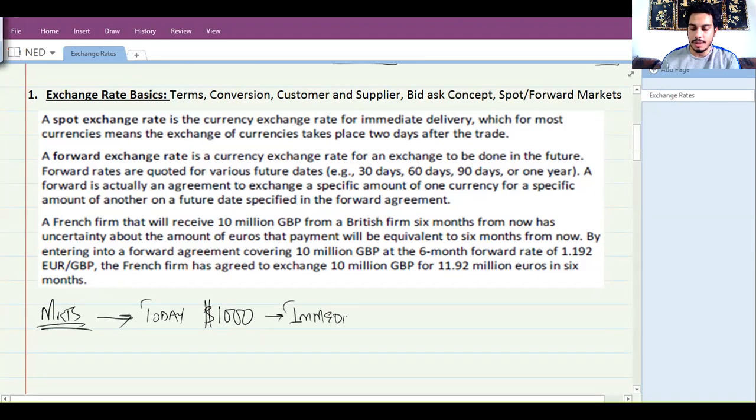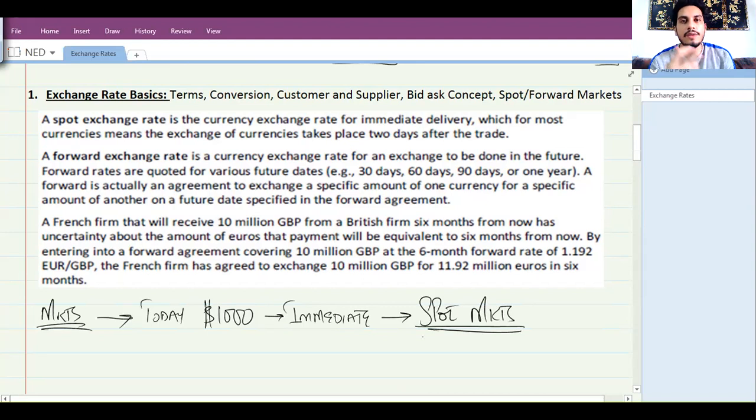We call such a market, in which you're buying today or immediately, a spot market. Spot markets are those in which the current rate is given to you. You can either buy dollars or sell dollars currently in the retail exchange. So one rate is called the spot exchange rate, which is the current exchange rate.